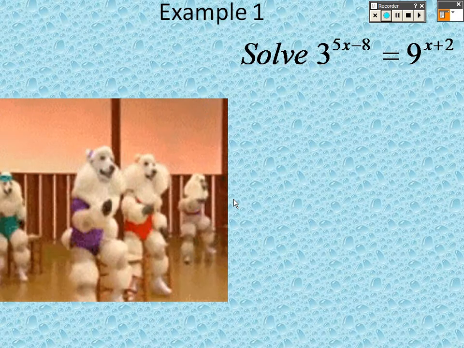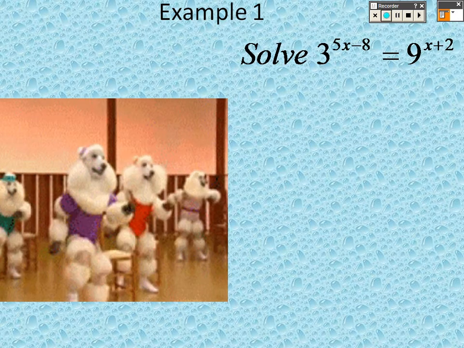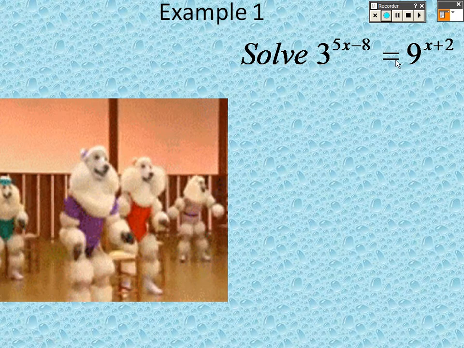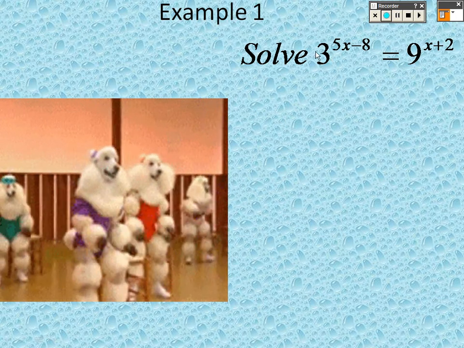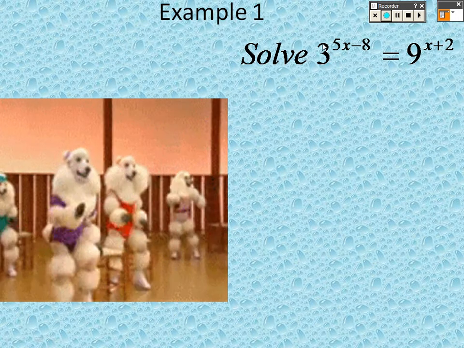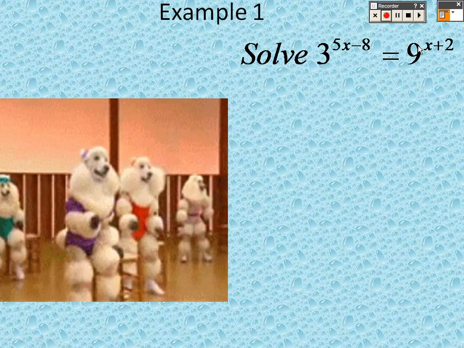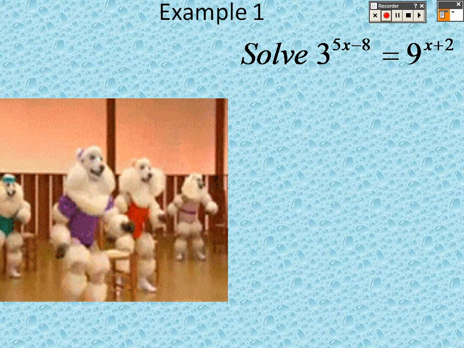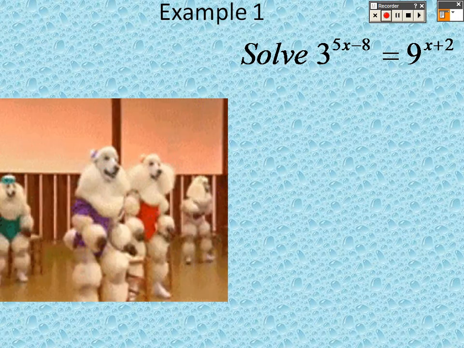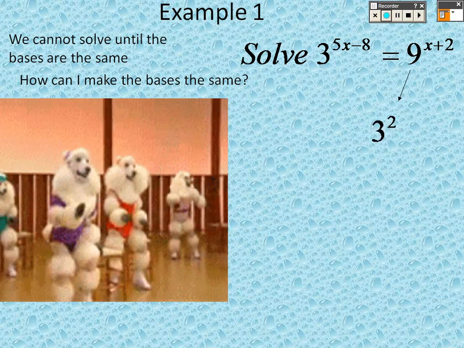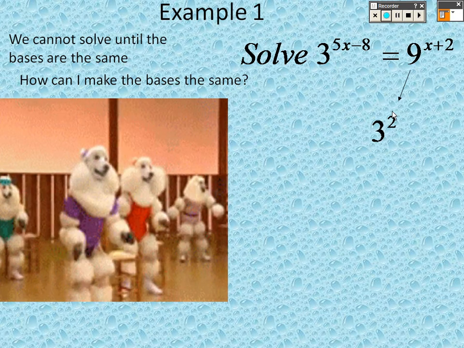Example 1, we want to solve this exponential problem. Now the problem is you can't solve an exponential problem unless the bases are the same. This base is a 3, this base is a 9. So how can I make those bases look the same? Well, can you think of a way that I can rewrite the number 9 so that it has a 3 in its base? Yeah, I could rewrite the number 9 as 3 squared. Now the bases would be the same.